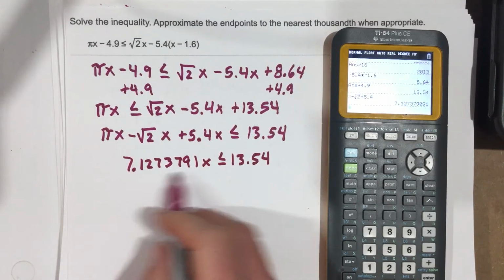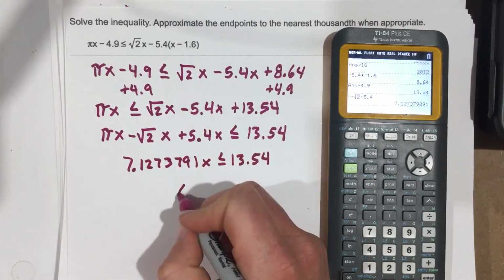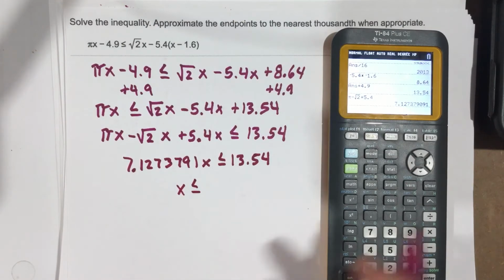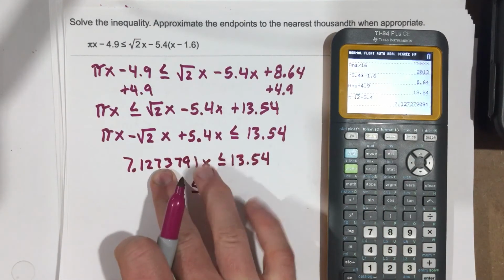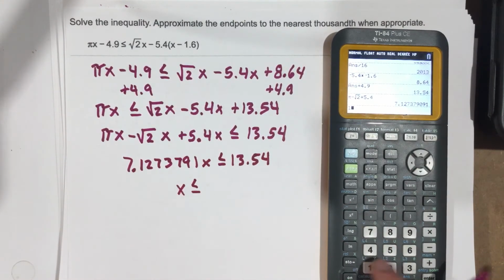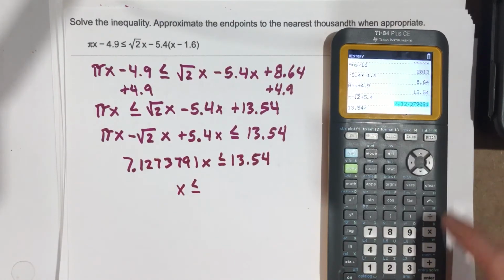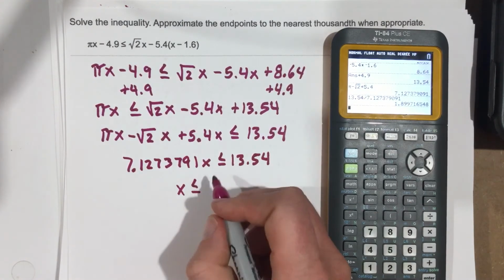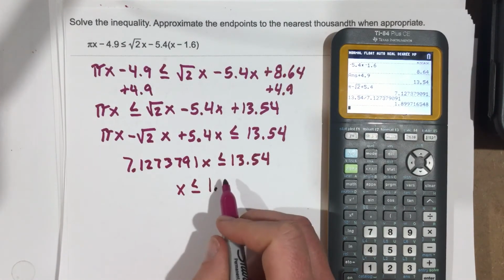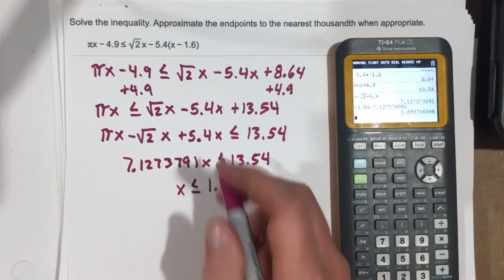The last step, we divide that across. So x is going to be less than or equal to, I'm going to take 13.54 and divide it by the 7.12. So divided by, I'm going to grab that number. And that's 1 point, round to the nearest thousandth, it says.